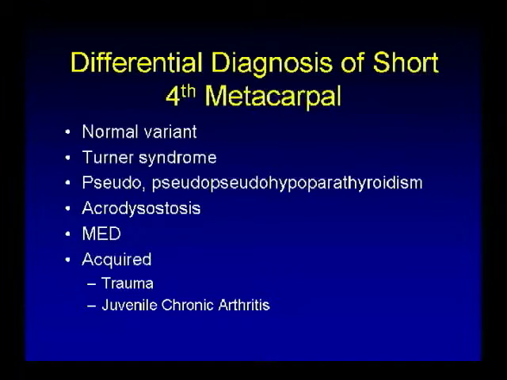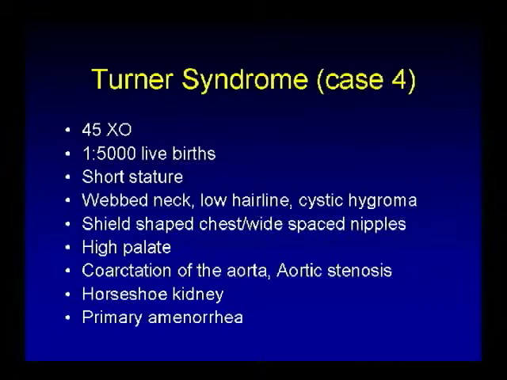We see it very frequently, but it can be seen with Turner syndrome, pseudohypoparathyroidism, acrodysostosis, multiple epiphyseal dysplasias, and it can be acquired from trauma or juvenile chronic arthritis. This case was a case of Turner syndrome, 45,XO. It's seen not infrequently. They have short stature, webbed neck, association with cystic hygromas in the neck, and also association with coarctation of the aorta, aortic stenosis, and horseshoe kidneys.